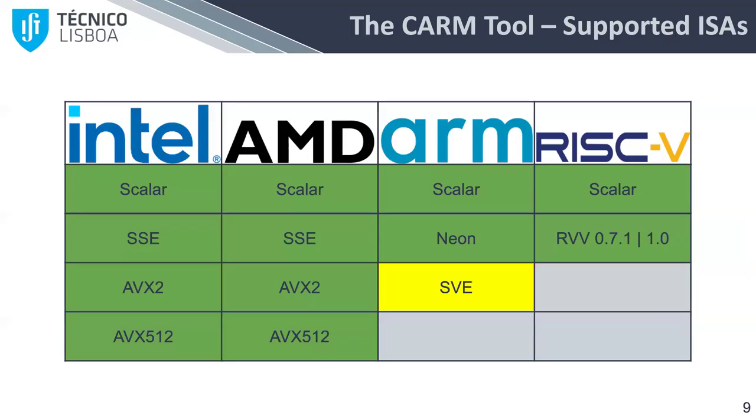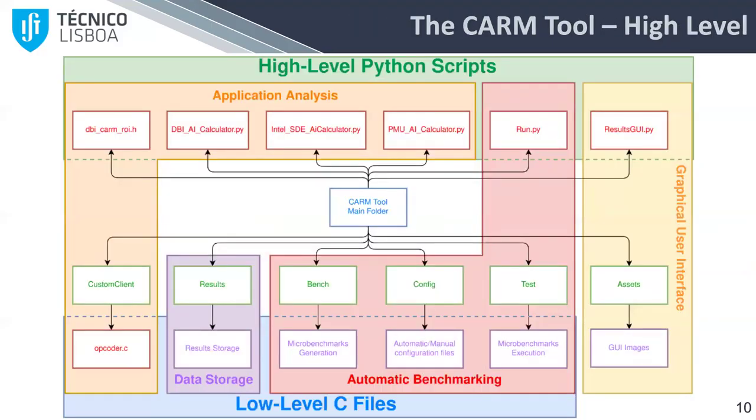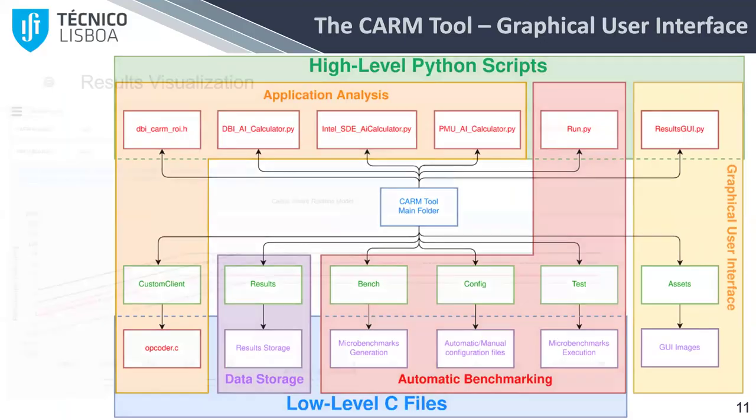So the CARM tool currently supports most vector extensions of the main CPU vendors, with the exception of ARM-SV, which is a work in progress. And with this, I mean that the CARM tool is capable of generating assembly microbenchmarks that can make use of these vector extensions when they are available in the underlying system. So these high-level modules are implemented by the various files present in the source code of the CARM tool, and I'll now give you a brief overview of what each of these modules does, starting with the graphical interface.